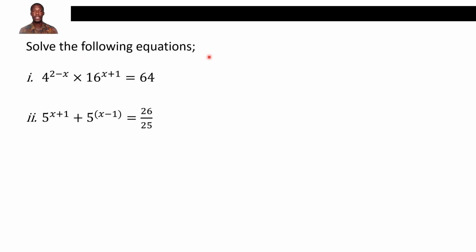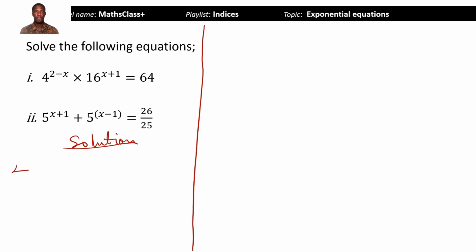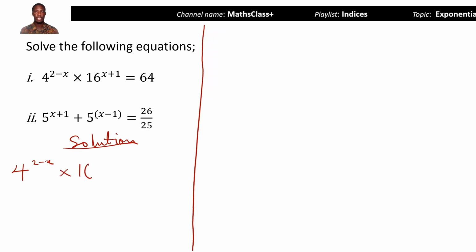Solve the following equations. So we have equations 1 and 2. Let's go ahead and solve them. So solution. The first equation, we have 4 to the power 2 minus x, and this is multiplying 16 to the power x plus 1. And the product is 64.